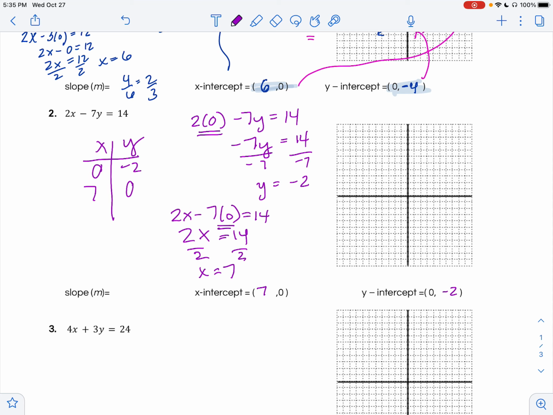Okay, and then I can find these on here. Draw the line, trying to be straight. And then I can count between my dots up 2 over 7. Up 2 over 7. Okay?